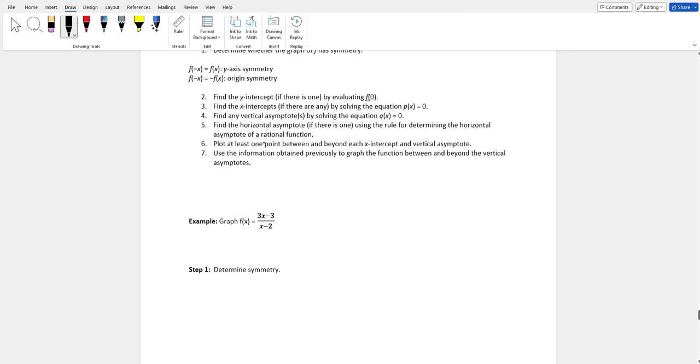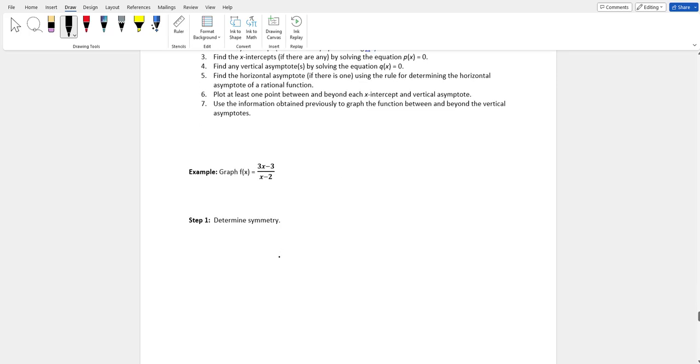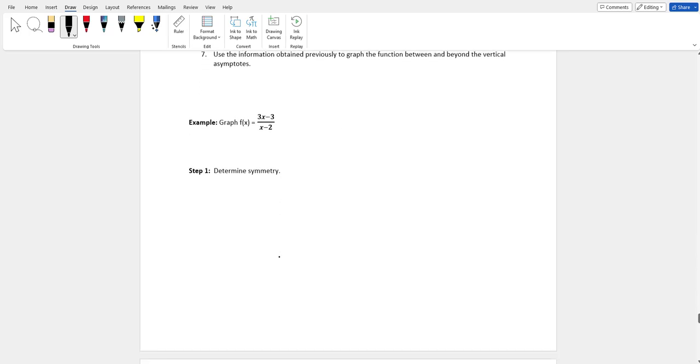To figure out the horizontal asymptotes, you use the rules that we just talked about, those 3 rules involving the exponents. You plot at least one point between and beyond each x-intercept and vertical asymptote, and then use the information to figure out the graph. But like I said, I expect you to use the Desmos website to figure that out. So the first thing we're going to do is determine symmetry.